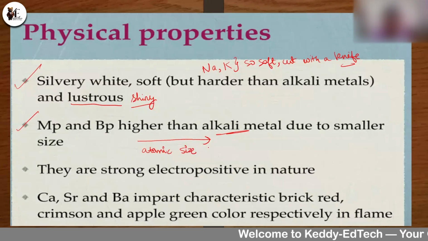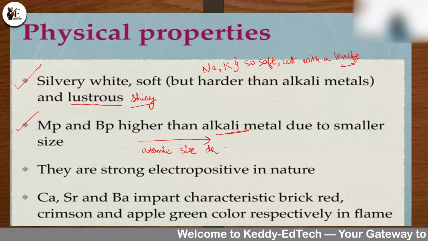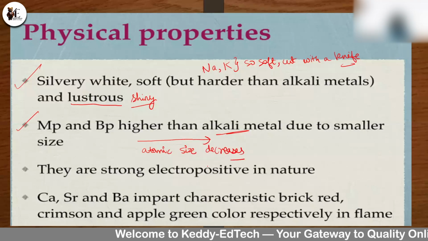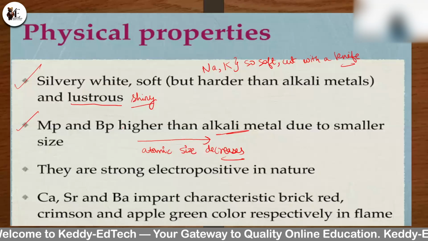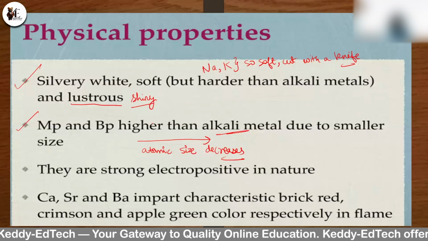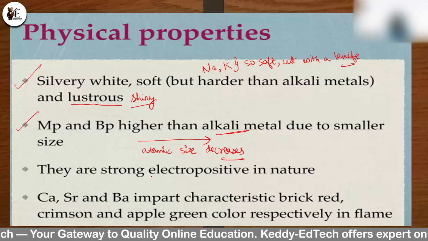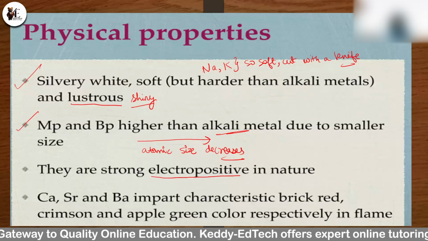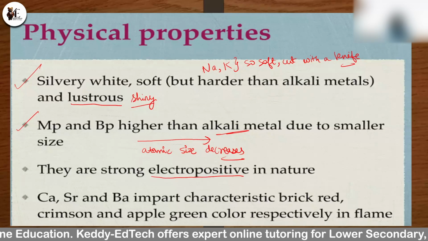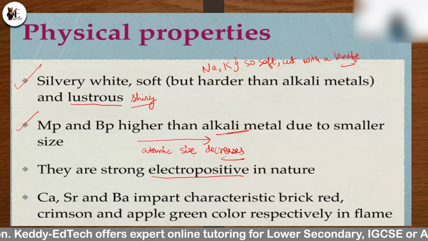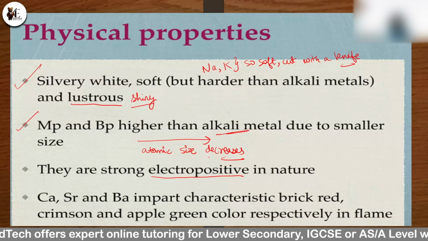It increases, ma'am. Yes, atomic size decreases. So they are smaller in size. That's why melting point and boiling point are higher than alkali metals. They are strongly electropositive in nature. Electropositive means they can easily lose their two electrons to achieve a stable noble gas configuration.